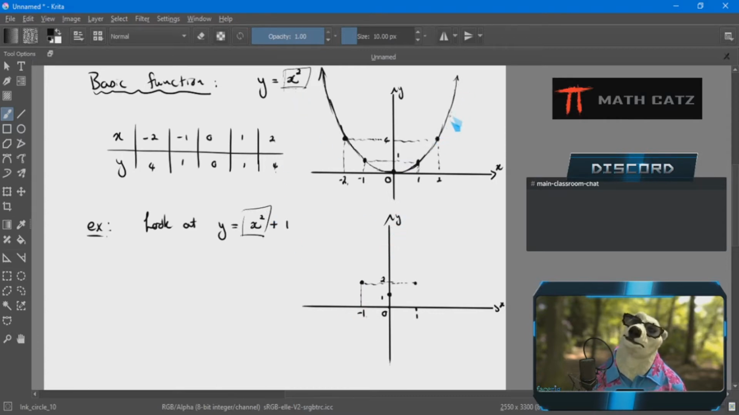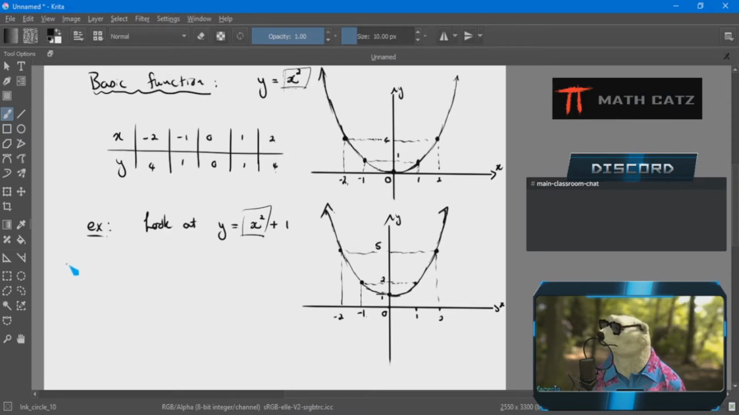So the points in my basic function's graph essentially just move up by 1 unit. I have the same shape, wobbly as it may be. This left side is the bane of my existence, getting it nice and smooth. Everything is just shifting up by 1. So I can get the graph of this new function by understanding how it was transformed from the basic function.